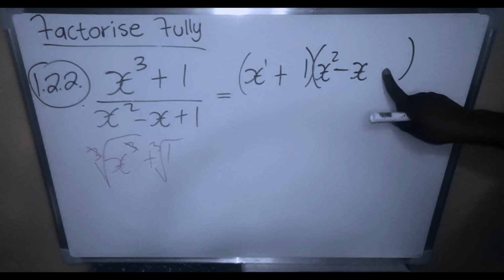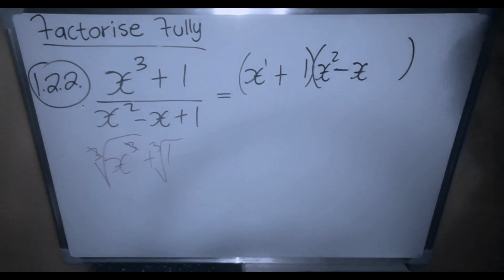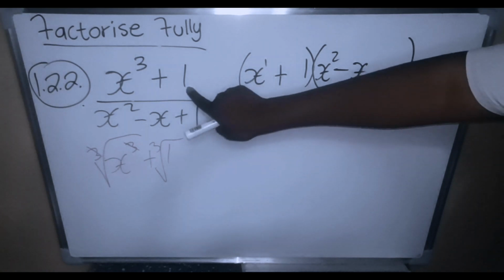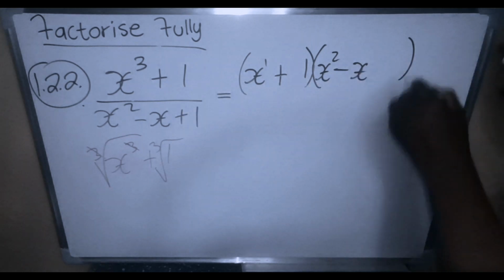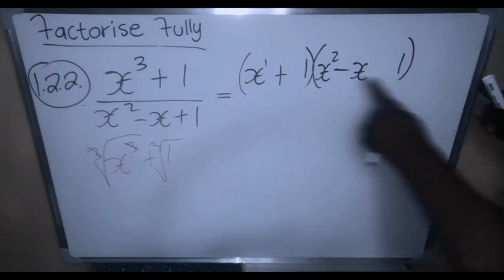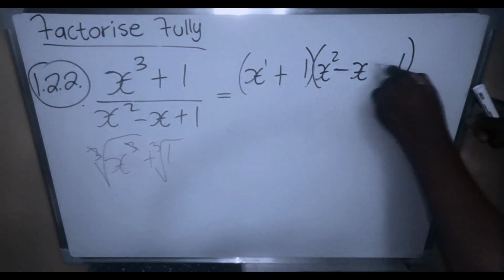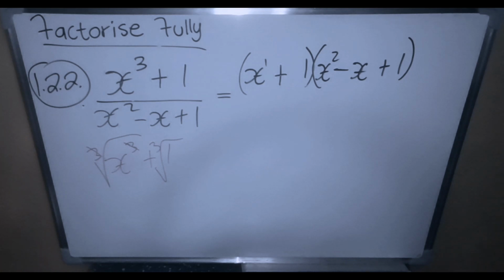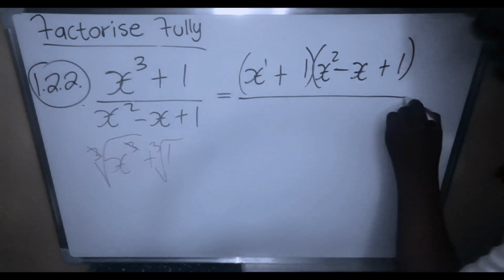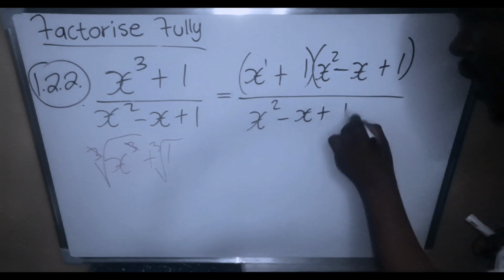Now the last term, how do you find the last term? By saying which term can I multiply with this 1 to give me 1? It is 1. 1 times 1 is 1. Now the sign is positive here, like positive times positive is positive. That's how you deal with it, guys. I hope we are all clear on that one. All divided by x squared minus x plus 1.